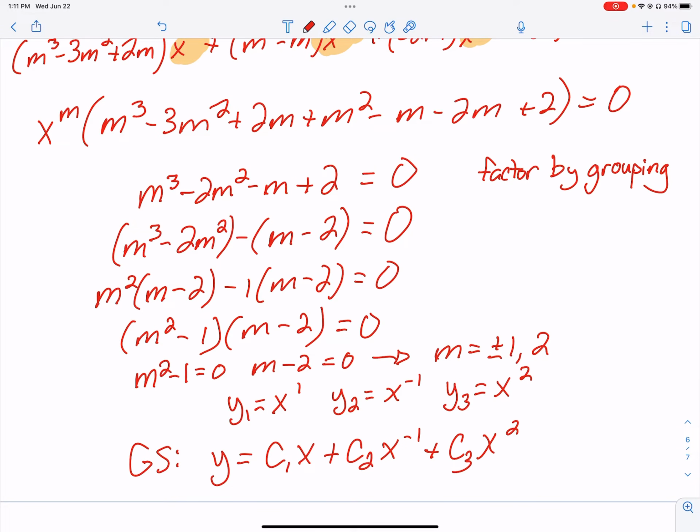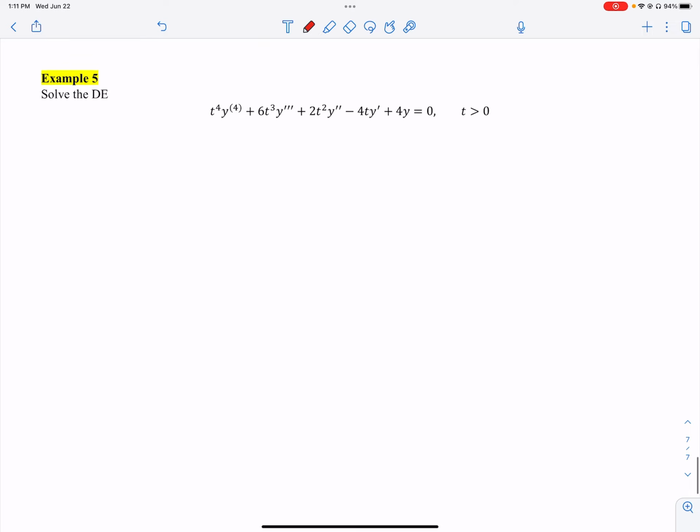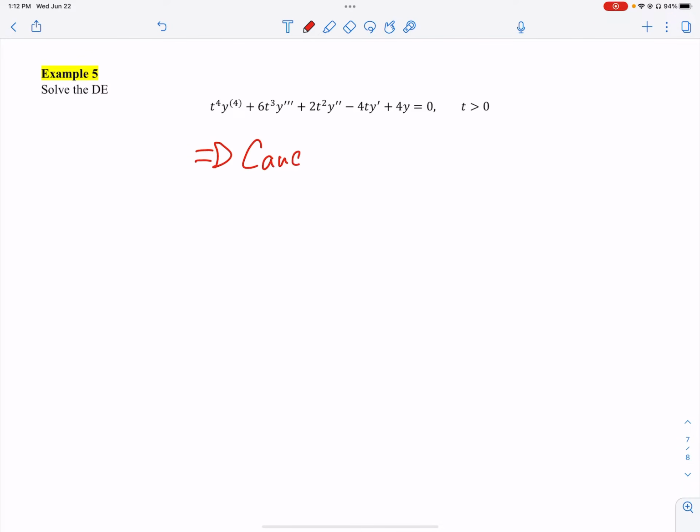All right, I have one more example. This one gets pretty nasty, like long. We're going to fit a bunch. And the reason is we have a fourth derivative. All right, I do need to check if it's linear. Fourth derivative, third derivative, second derivative, first derivative, no derivative. Okay, and it's equal to 0. There are no other y's. It is linear. Then I have t to the fourth, t to the third, t to the second, t, no t. So this tells me that this is Cauchy-Euler.